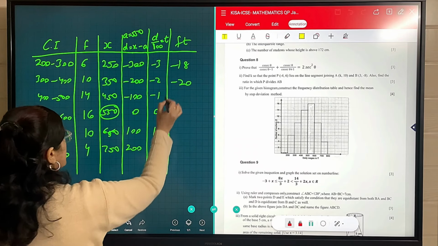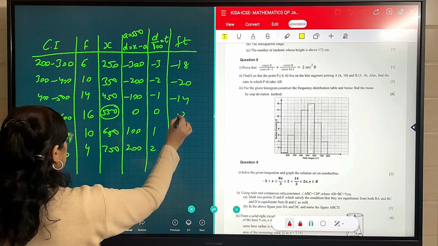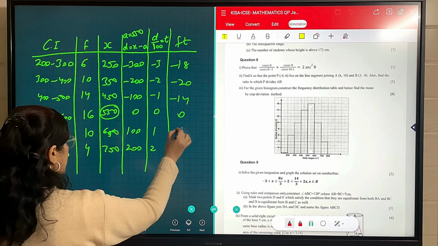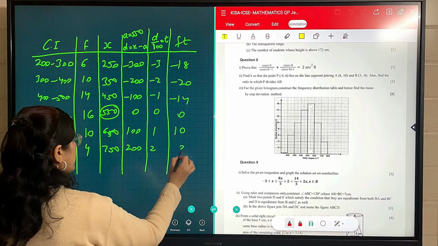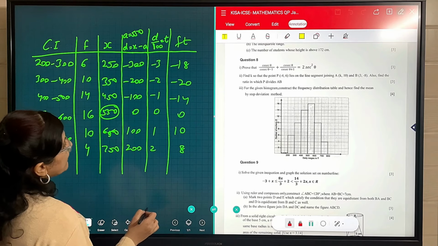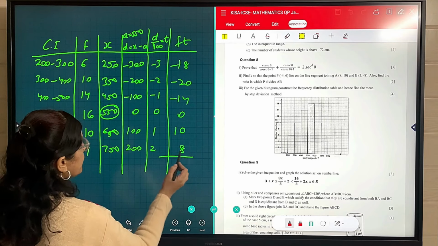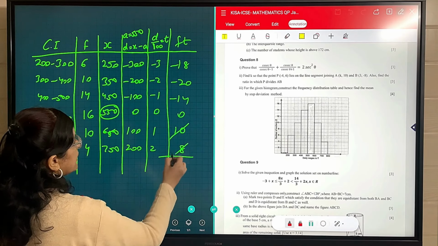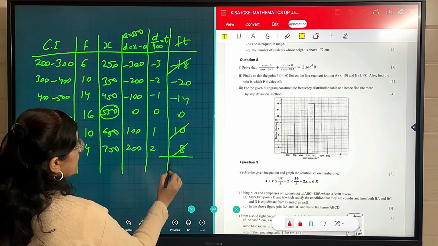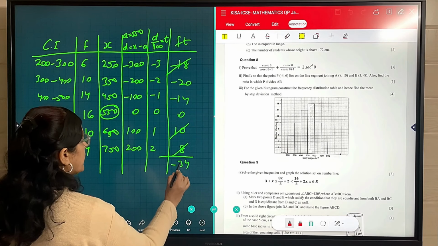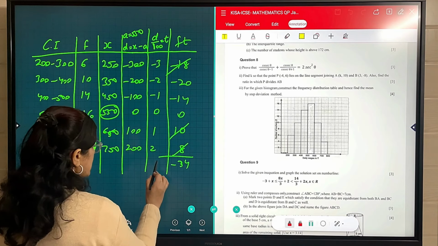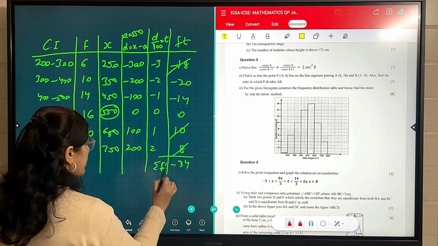This is minus 20, this is minus 14, this is 0, this is 10 into 1, 10, then 4 into 2, 8. So any value we can get cancelled. For simplification, 10 and 8 is 18, and here it is minus 18. So you will get minus 34 as sigma ft. This is our value for sigma f into t.